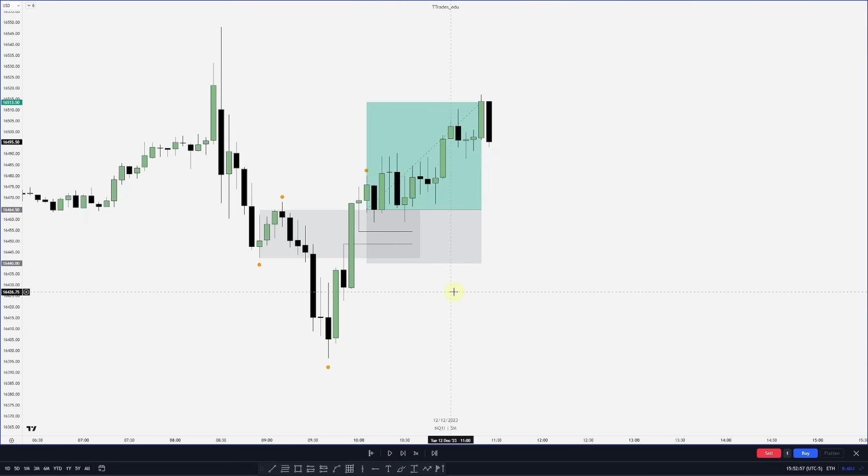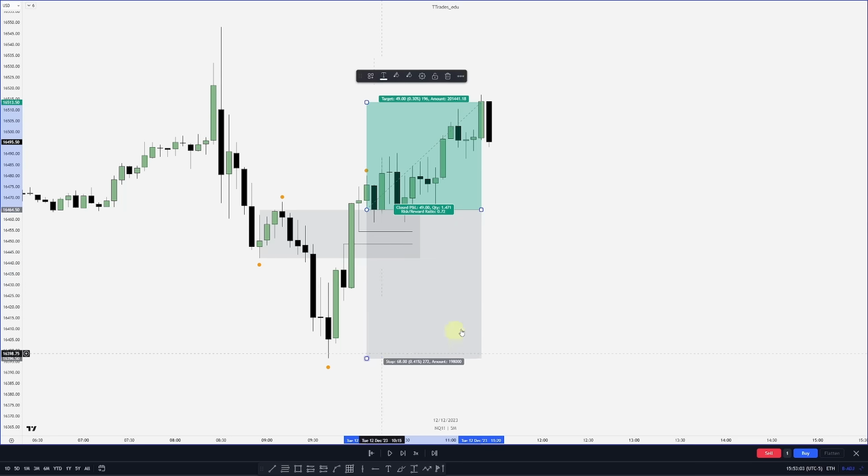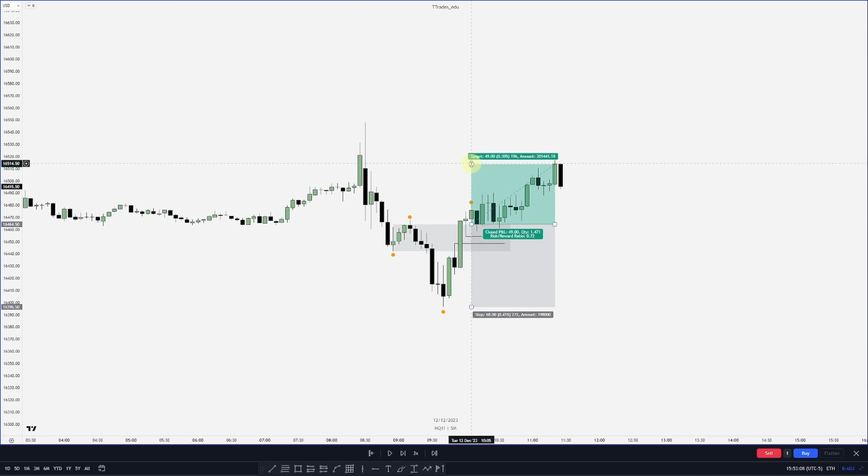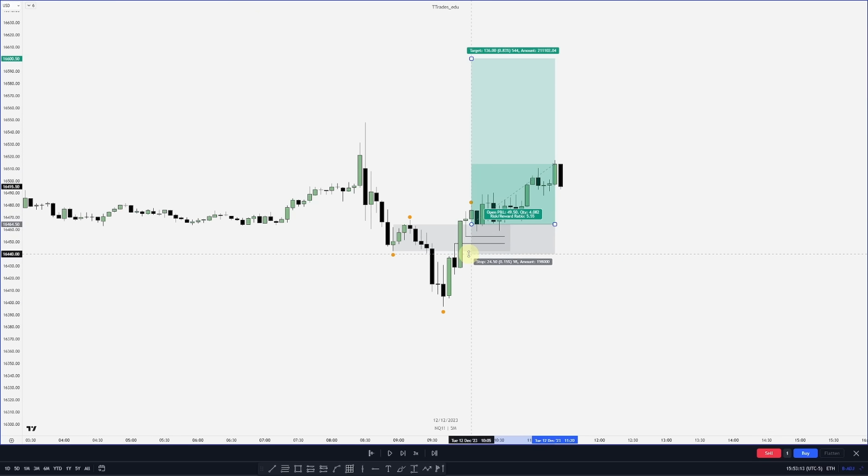Now, the last thing with this example is you can see how this stop loss makes much more sense than looking to place my stop loss at this low here. If my stop loss was at this low, I would need to have a take profit all the way up here to reach 2R versus placing it just below the breaker here. I get my 2R right here.